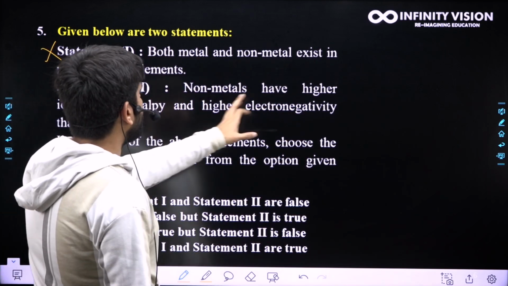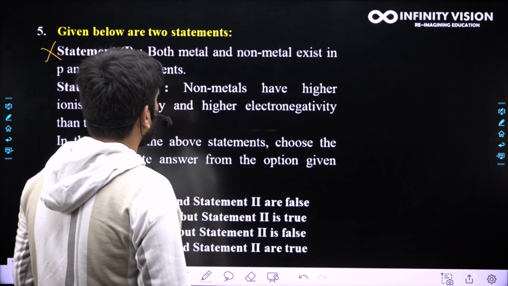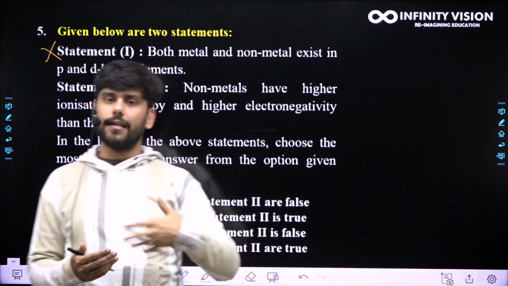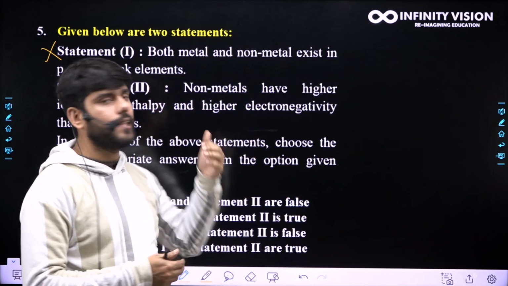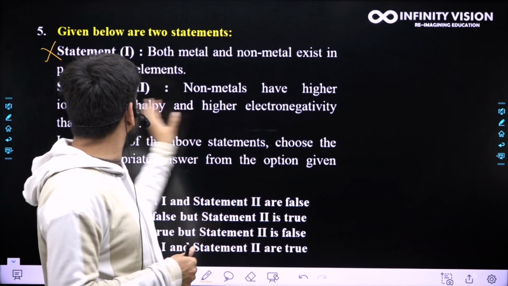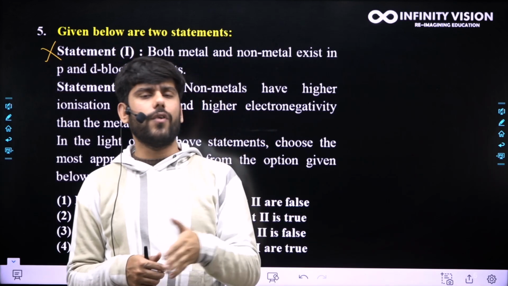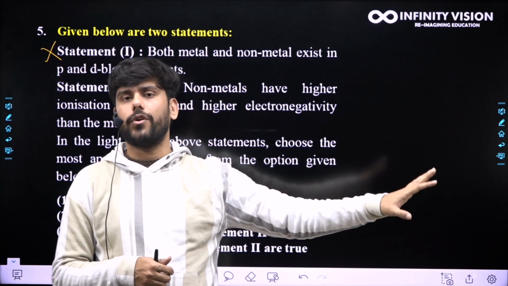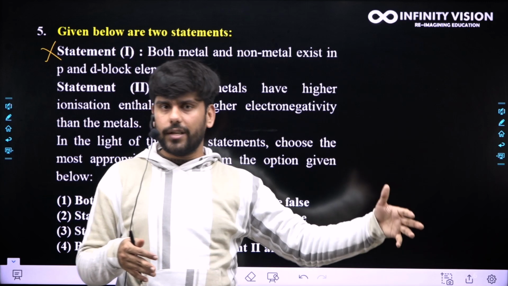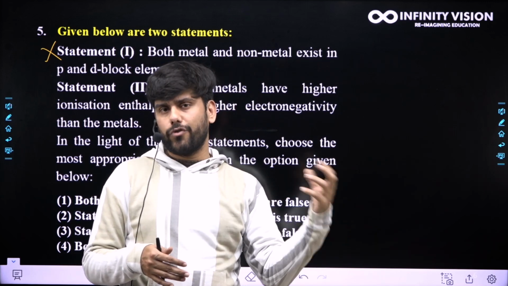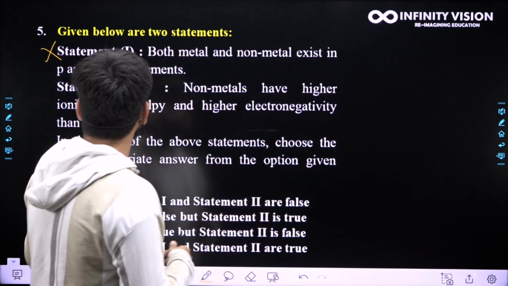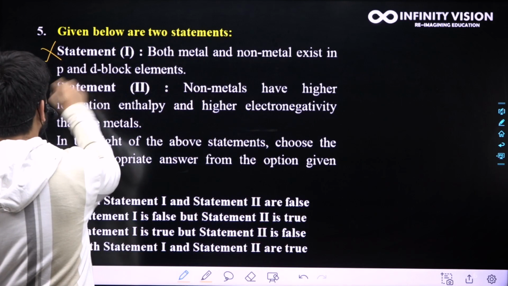Statement number 2, non-metals have higher ionization enthalpy and higher electronegativity than the metals. Yes. Now, regarding electronegativity, it is the characteristic of non-metals. So definitely they are electronegative, just like metals are electropositive. Regarding higher ionization enthalpy, yes, because we find non-metals on the right-hand side of the periodic table. So when we move from left to right across the period, the size decreases, and hence the removal of the electron is difficult, right? Because of more effective nuclear charge. So this one is correct. Statement number 2 is correct.